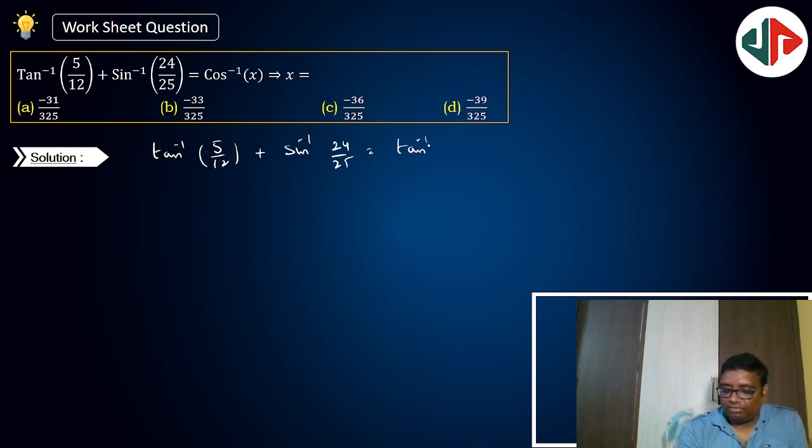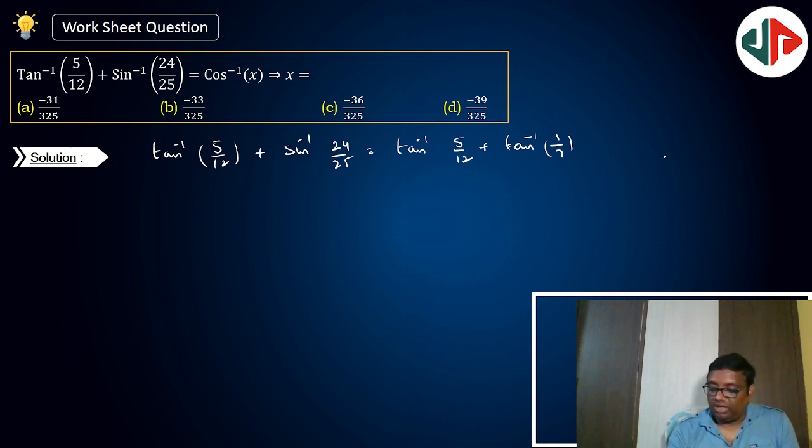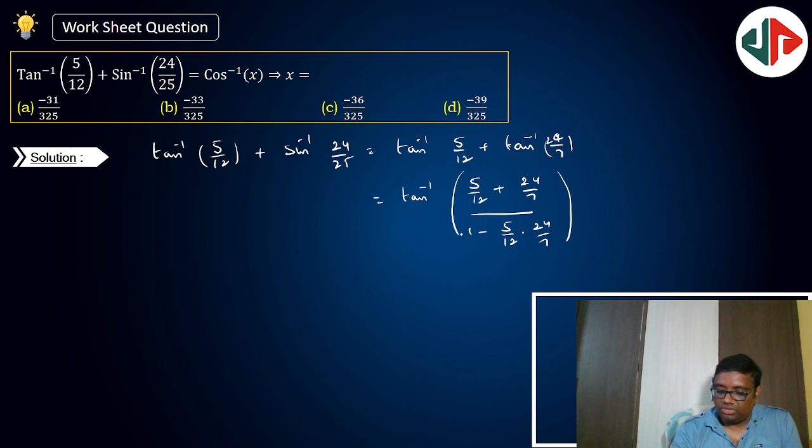This is tan inverse of 5 by 12 plus tan inverse of 24 by 7. Now again, if we simplify, this value will be tan inverse of 5 by 12 plus 24 by 7 by 1 minus 5 by 12 into 24 by 7. You simplify, this value will exist.